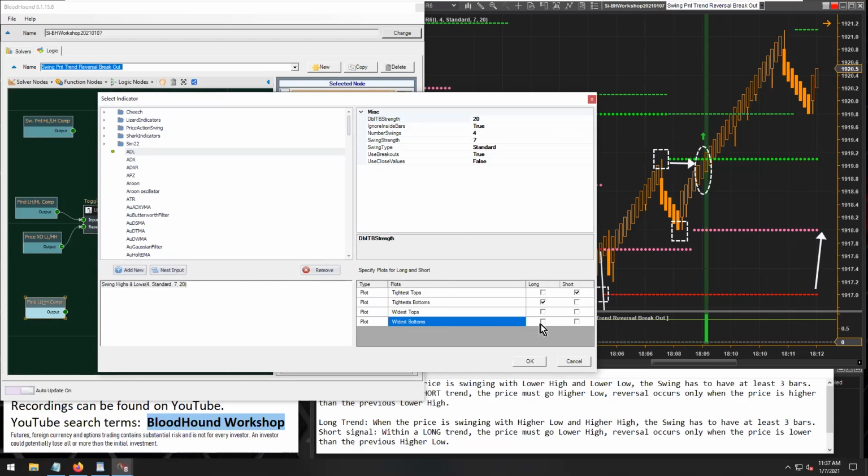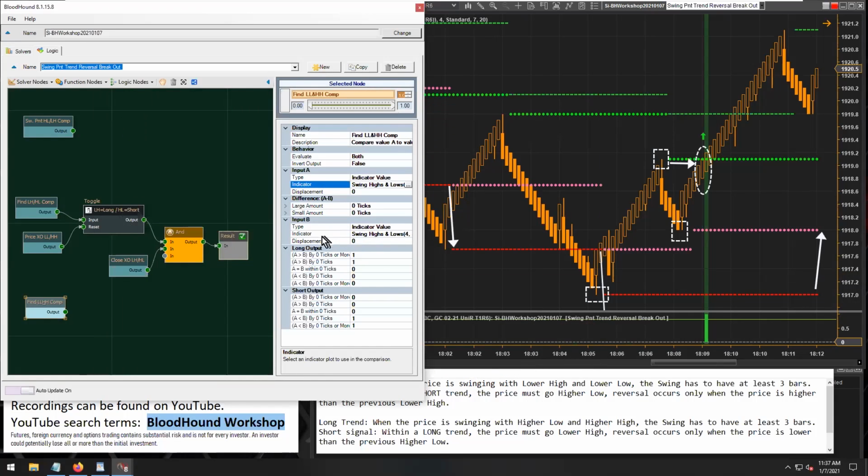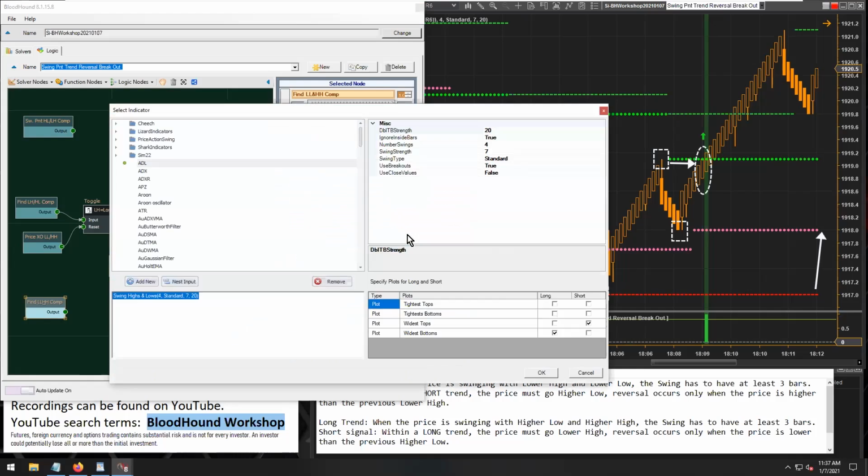We want the widest bottoms for a long output, and we want the widest tops. Remember, the widest tops are basically the higher highs. Widest bottoms are the lower lows. So we want our selection like this. We're using the lower lows to generate a long signal, or a long output. Same thing here. Let's go into input B, and there we go. That's already set up for us correctly.